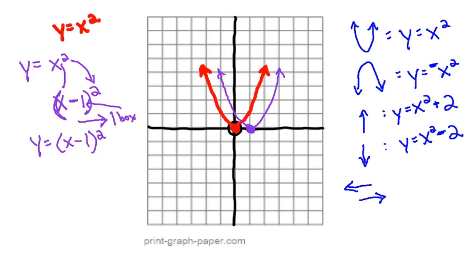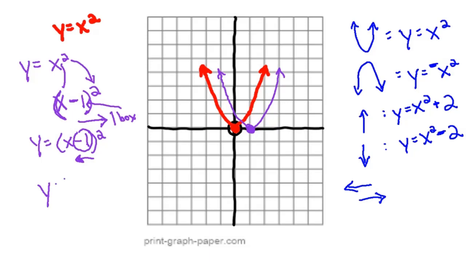Now what happens if you want to shift it backwards? You would think that this negative 1 would make it shift backwards, but it really doesn't. And all you have to do is just remember that. It's just because that's the way math works out, because they're in parentheses and all that.